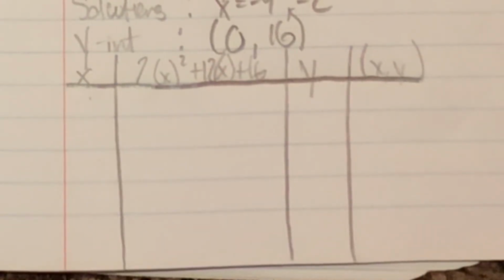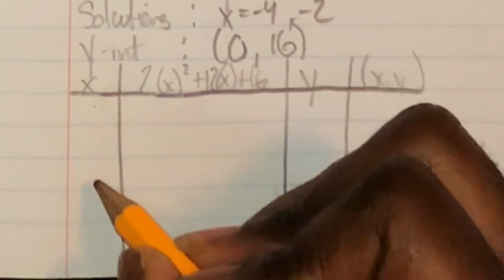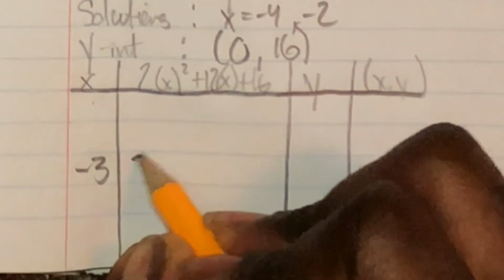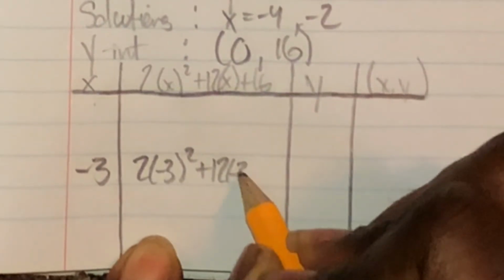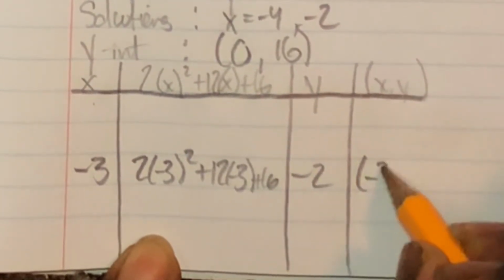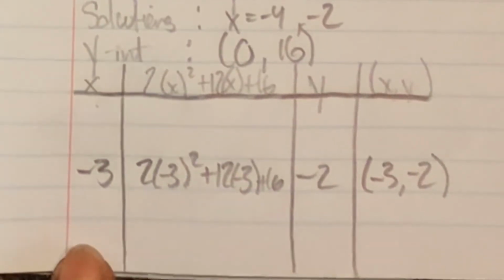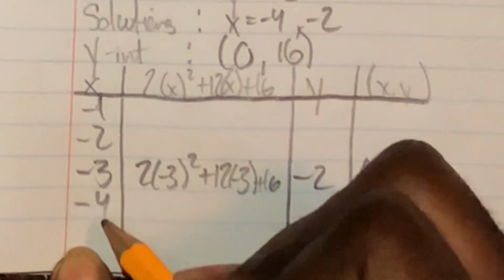Okay, for my table of values, since I know my vertex is -3, -2, I'm going to put -3 in the middle. If I substitute it in, that'll be 2 times -3 squared plus 12 times -3 plus 16. I know the answer is going to be -2 because I've done that math already, and my point is -3, -2. If we're symmetric, I'm going to look at 2 points on each side, so I'll do -2, -1, and on this side, -4, -5.